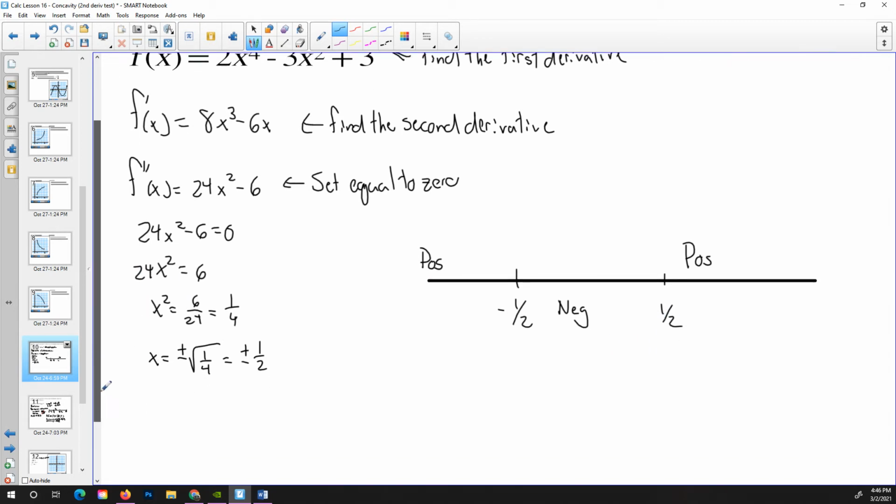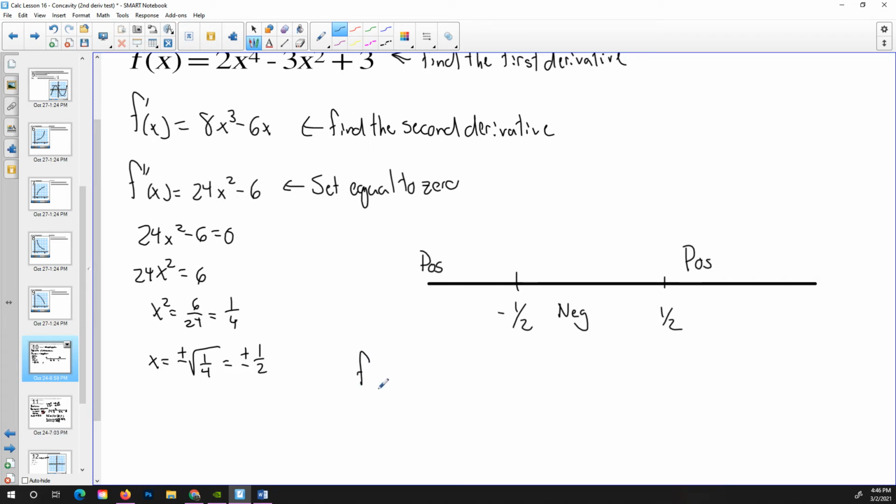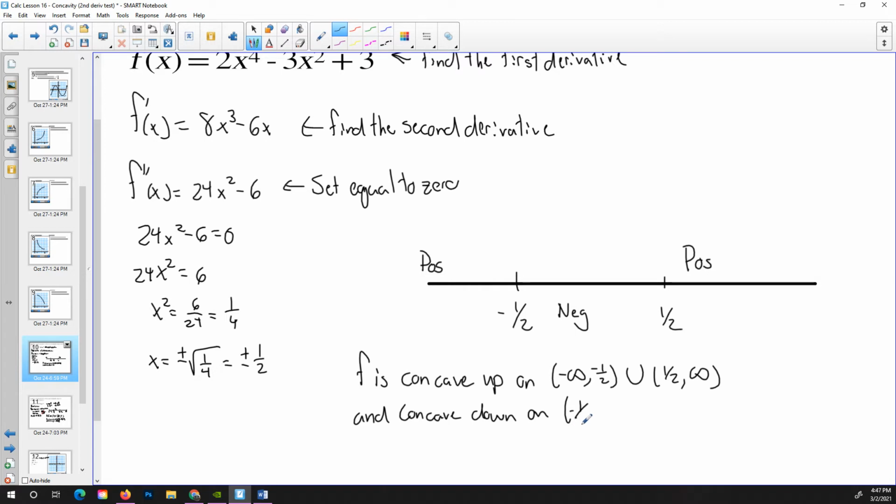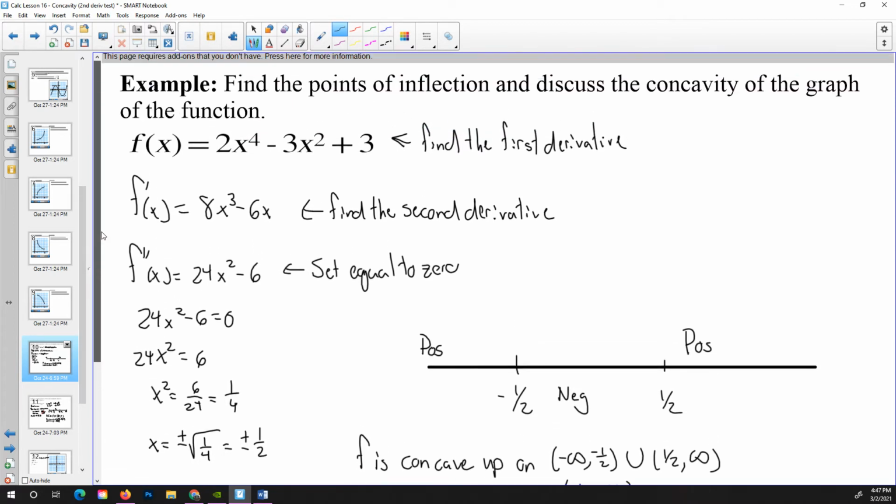So let's write that out. So f is concave up on negative infinity to negative 1/2 unioned with 1/2 to positive infinity, and concave down on negative 1/2 to positive 1/2. Now we need to talk about our points of inflection.